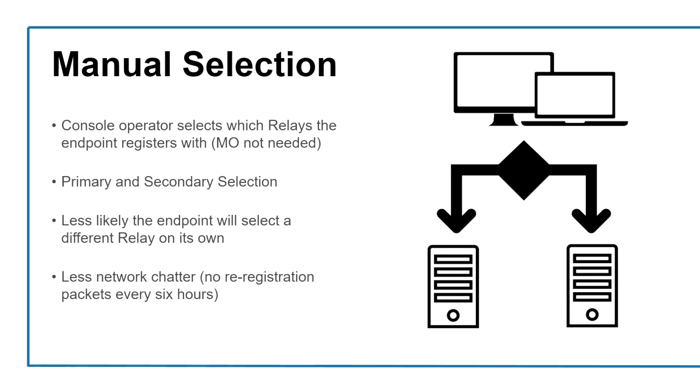The simplest, and indeed the default way that endpoints select relays, is manual selection. In this method, console operators choose which endpoints will register on which relays. The most common options are for primary and secondary relay selection, but there are ways to assign tertiary relays and beyond. This option makes it less likely that endpoints will select other relays than those that are defined, and it's also quieter on the network, avoiding some of the chatter of the more dynamic options.